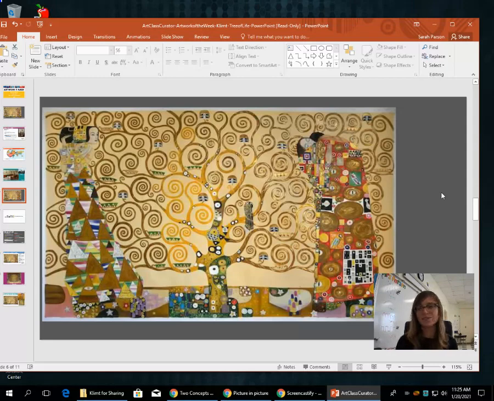We talked about the different symbols in the Tree of Life. If you remember, we talked about the eyes on the tree, and those were to symbolize the eyes of wisdom. We talked about the swirling branches, and that was to symbolize life's journey. And we even talked about the blackbird right here that reminds us that everything has a beginning and an end. So I want to see what's meaningful to you in your life, and draw me a picture of it.